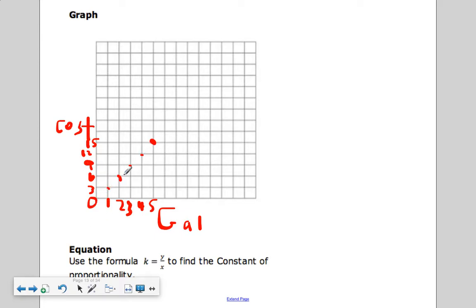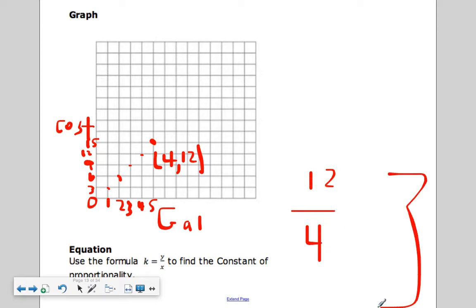Is it going at the same rate? Is it increasing at the same rate? $3 for each gallon. It's going up $3 for each gallon. So yes. Pick an ordered pair from here. If I pick this one, it will be 4, 12. Determine the constant of proportionality using y over x. So 12 over 4, the constant of proportionality is 3.